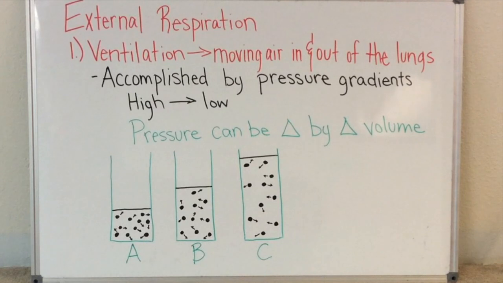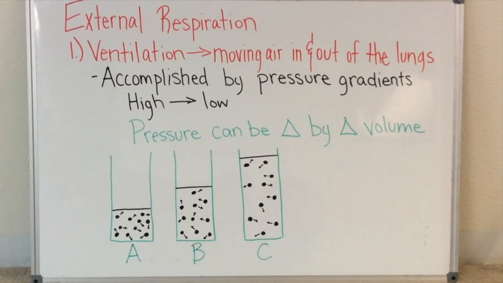External respiration has 4 steps. The first step is ventilation. Ventilation is the ability to move air in and out of the lungs. We accomplish ventilation by using pressure gradients. Pressure moves from areas of high pressure to low pressure. Pressure can be changed by changing the volume in which the air molecules are held.